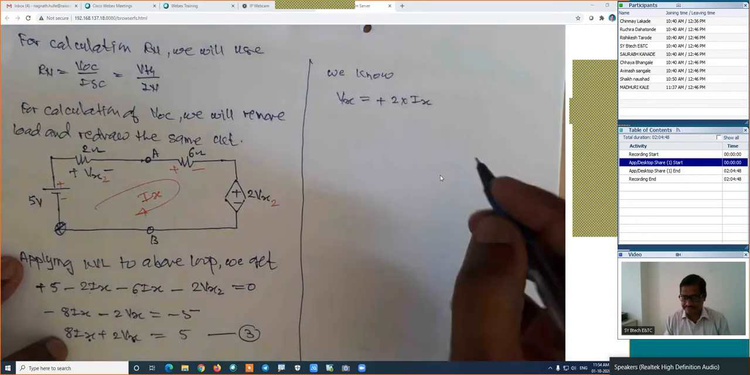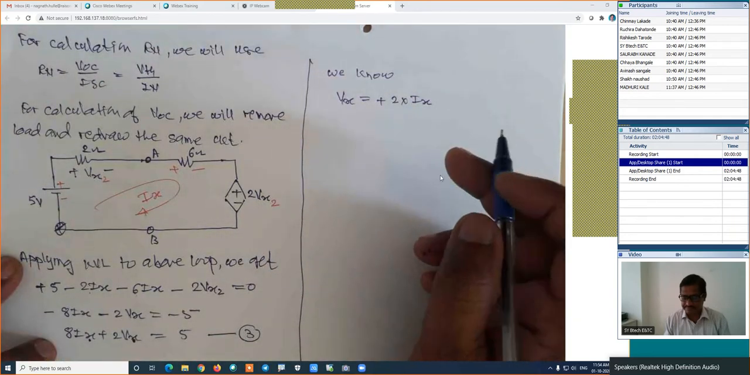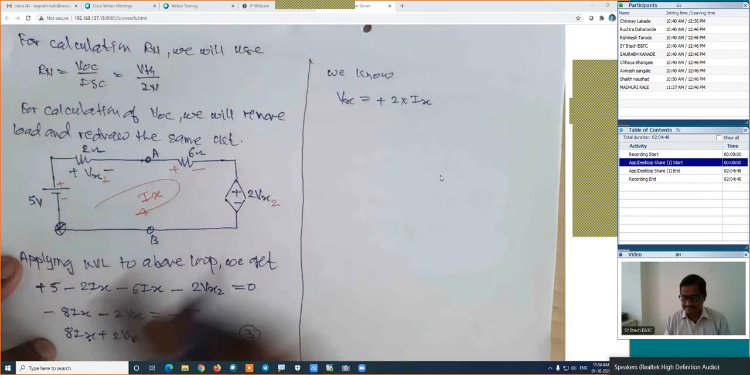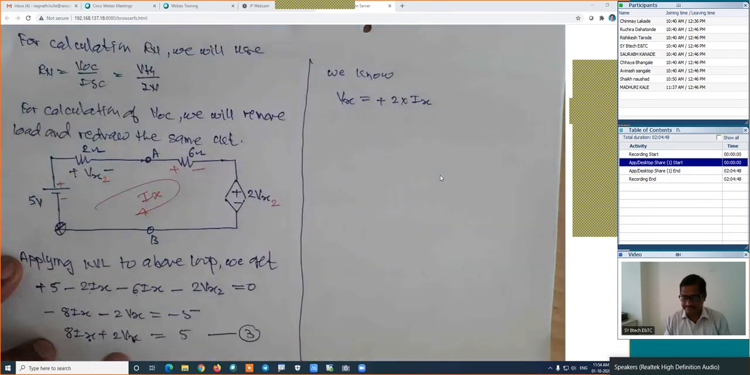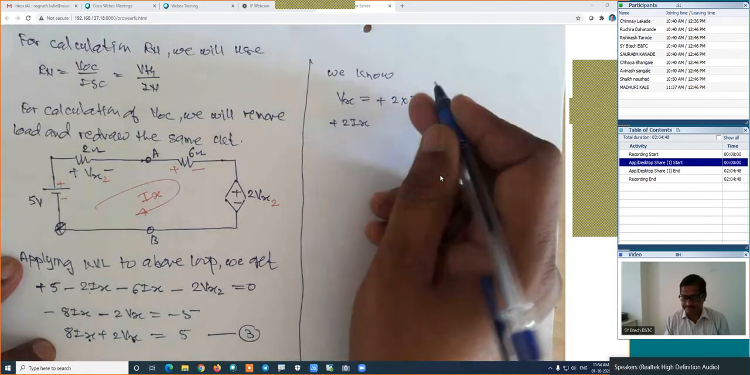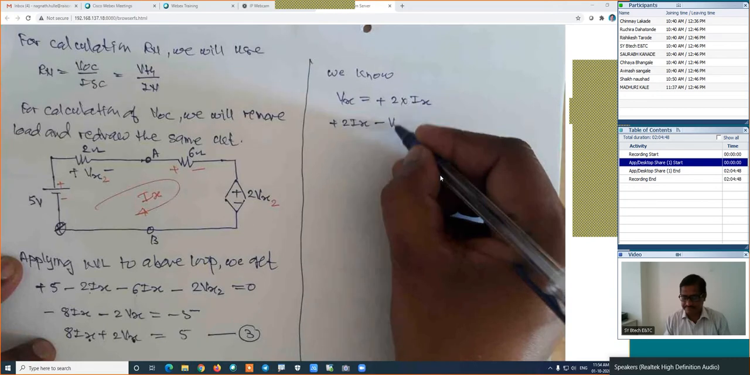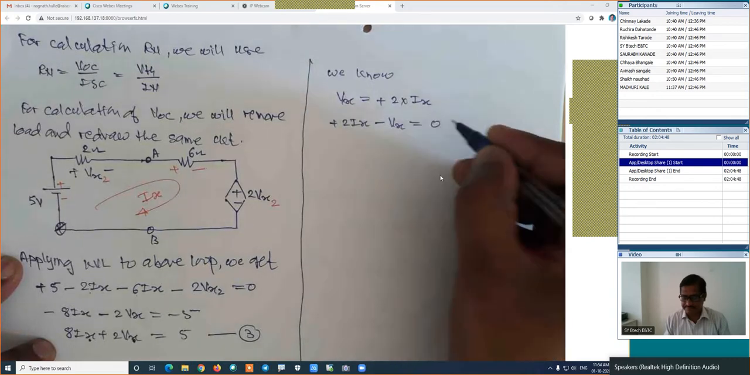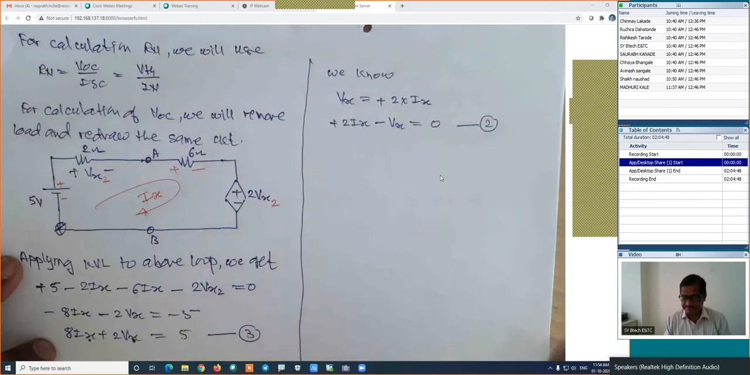In this case, how will the equation be? I am writing the equation in terms of Ix and Vx and constant. This is plus 2Ix. I am shifting this Vx to the other side, minus Vx, which is equal to 0, and this is equation number 2.